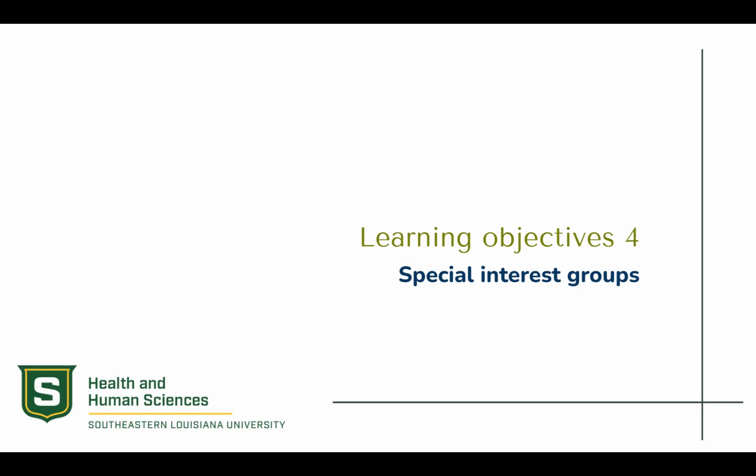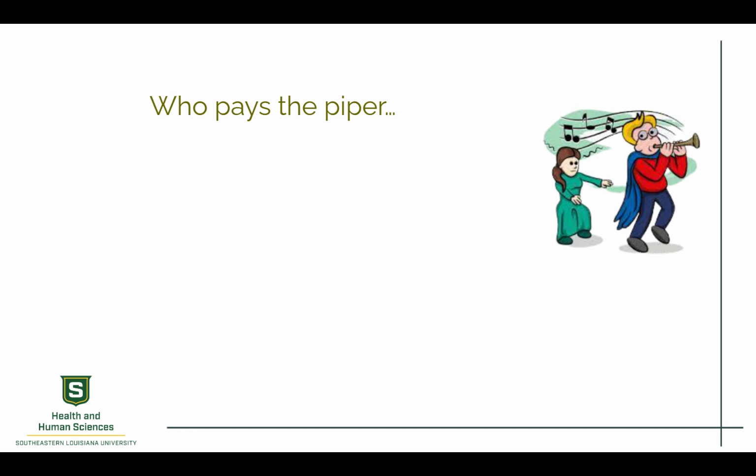So special interest groups. I did mention who pays the piper, and this has to do with who decides what gets in. The people who pay the piper have a lot of power in deciding both how agenda setting happens and how implementation happens. They have a lot of power, and a lot of the time it is stakeholders. They have a stake in both the policies that get passed and how the policies get implemented.